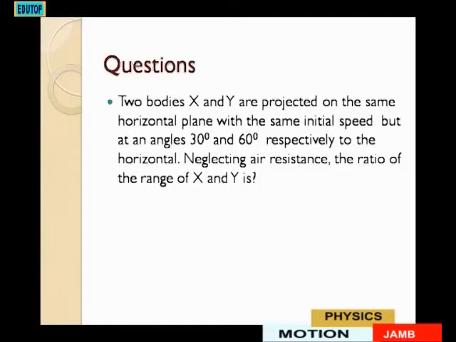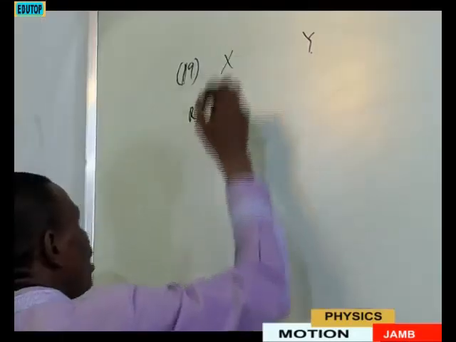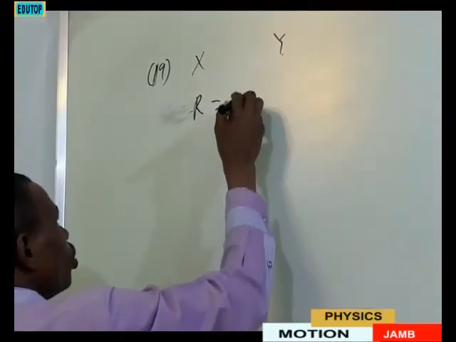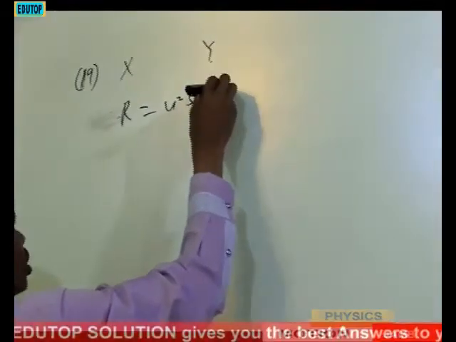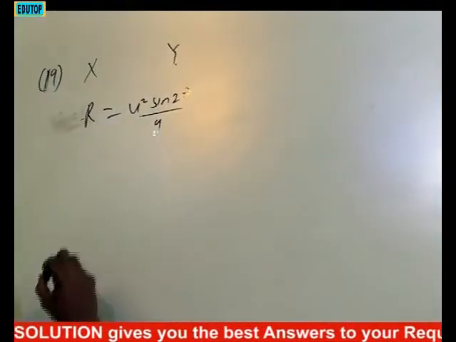Two bodies X and Y are projected on the same horizontal plane with the same initial speed, but at an angle of 30 degrees and 60 degrees, respectively, to the horizontal. Neglect air resistance. The ratio of the range of X and Y is, the formula for the range is equal to u squared sine 2 theta over g.